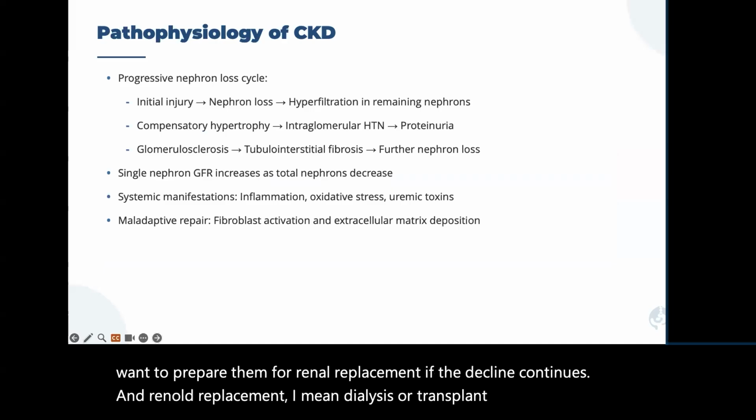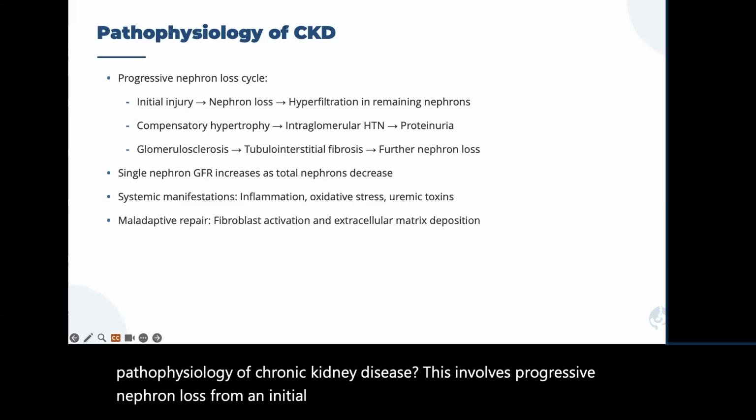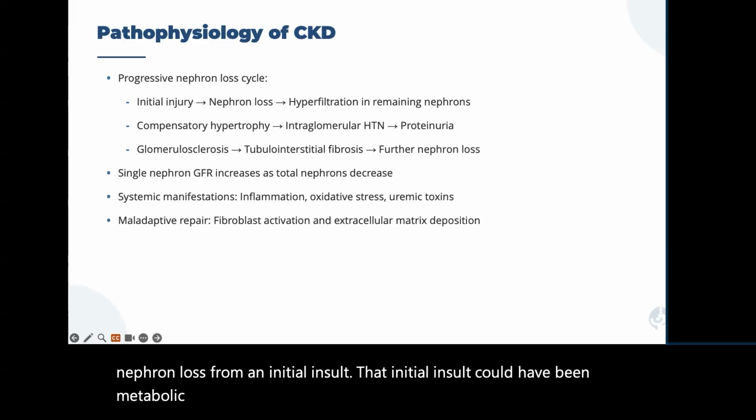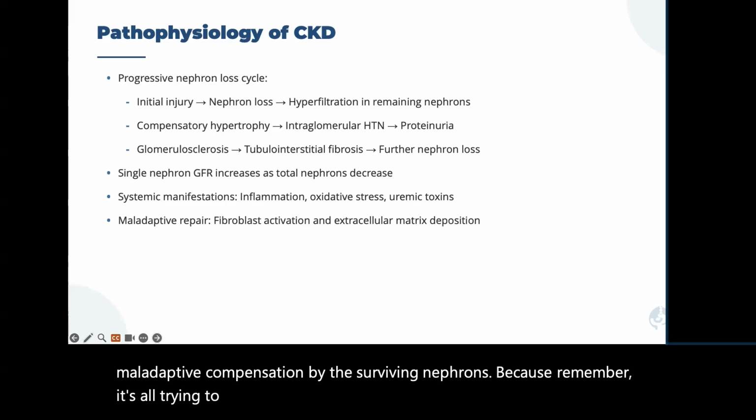So what's the pathophysiology of chronic kidney disease? This involves progressive nephron loss from an initial insult. That initial insult could have been metabolic, vascular, or immune mediated, followed by usually a maladaptive compensation by the surviving nephrons. Because remember, it's all trying to restore normal function.